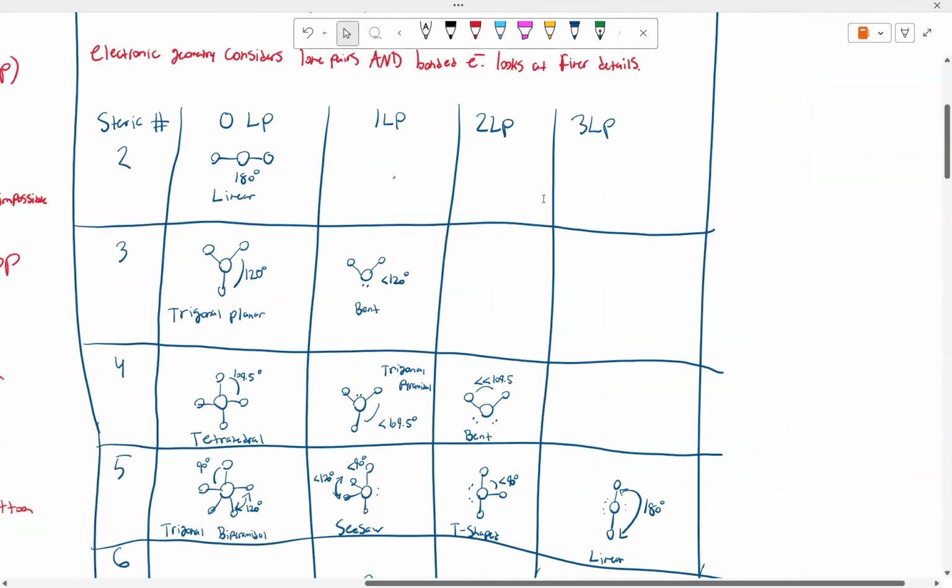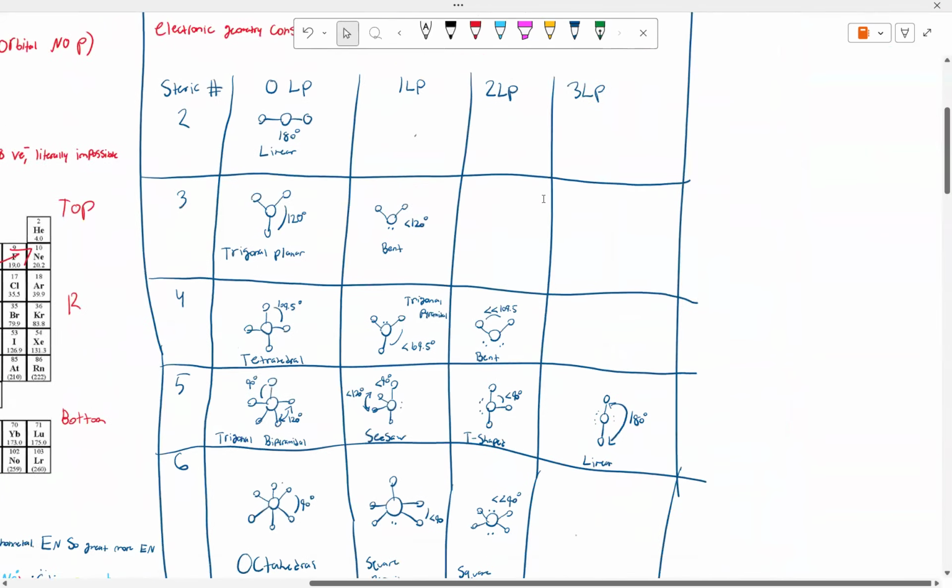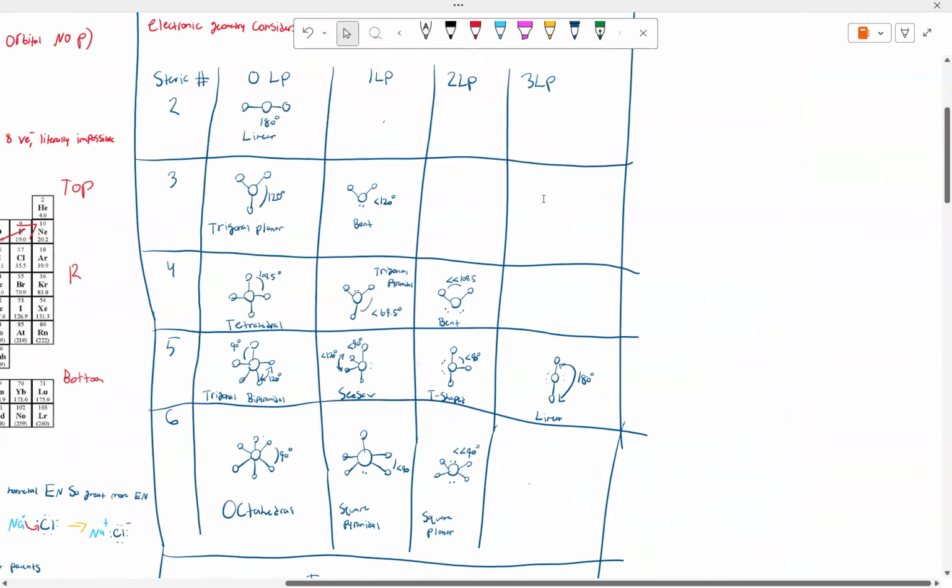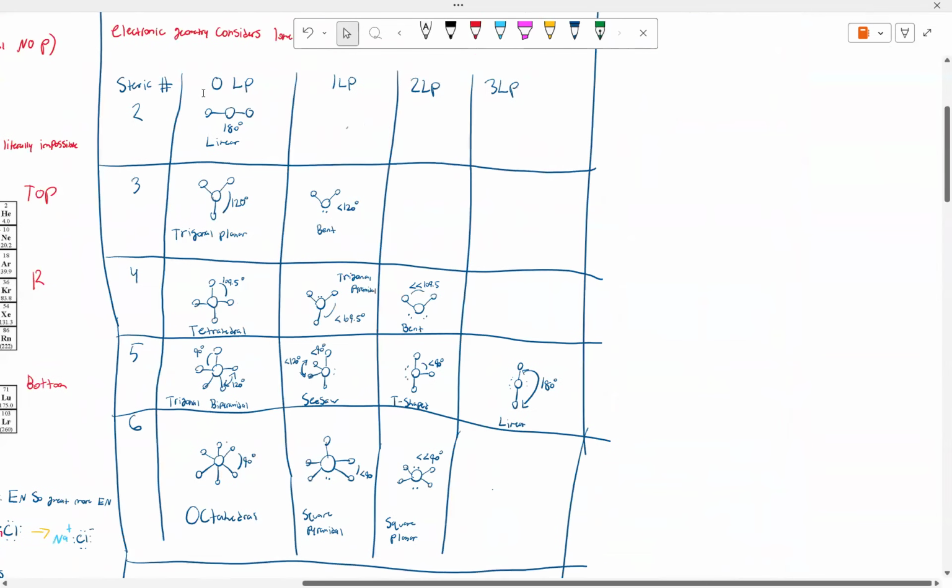Here I have a crude graph of the important shapes that are on the MCAT. Just to orient ourselves, this is two groups, three groups, four groups, five and six groups that are bonded to the central atom, and this takes into consideration when there's zero, one lone pair, two lone pairs, and three lone pairs. Sterics you could also think of as electron dense regions.